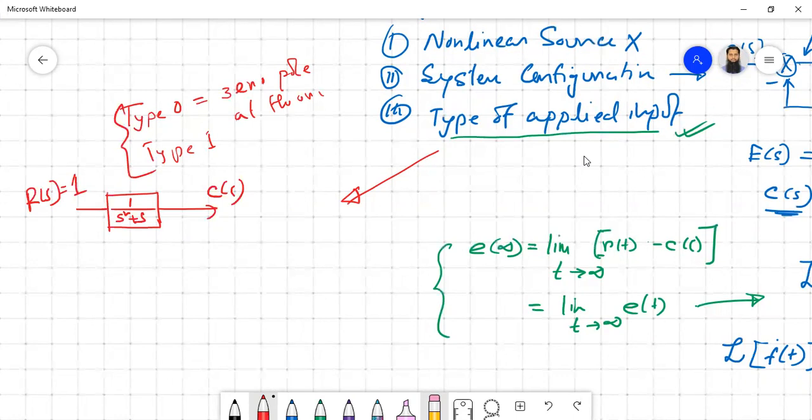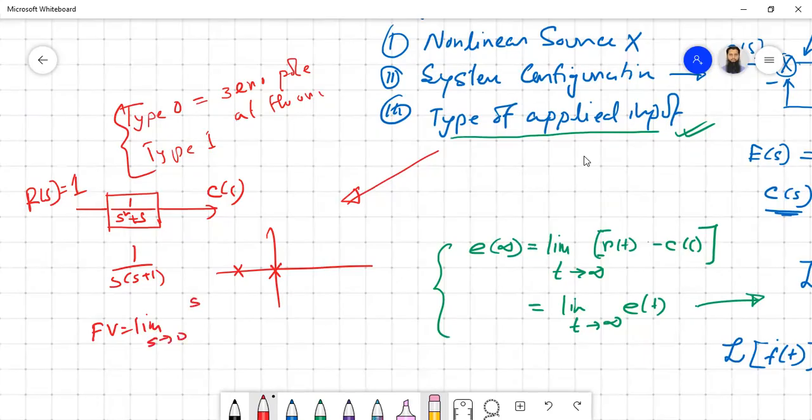So in this particular case, we can take common of S. So basically we'll have 1 by S, S plus 1. Graphically, it means that we have a pole at the origin, we have a pole at -1. Now, what should be the final value? The final value for this one is limit s tends to 0, s by s into s plus 1. So basically, it will be 1.